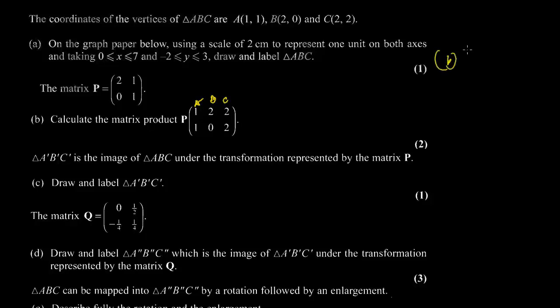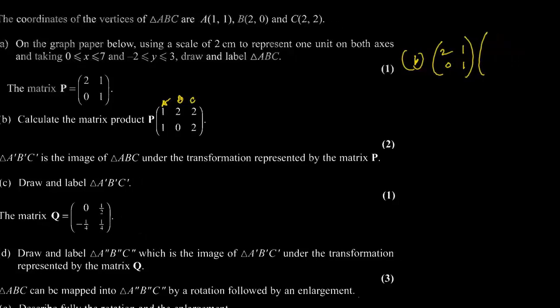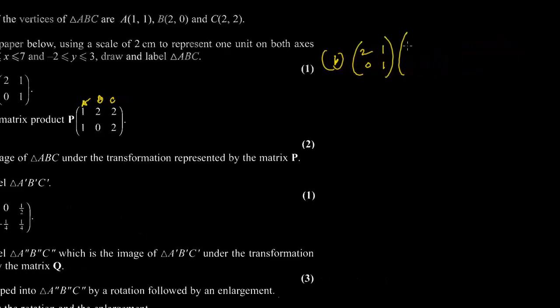Question number B: P is the matrix 2 1 0 1, and the matrix that we have to multiply this with is 1 2 2 1 0 2. So the answer would be, let me do this very quickly. The row here would be multiplied with the column here. So 2 1s are 2 plus 1 1s are 1. Then this row would be multiplied with this column. 2 2s are 4 plus 1 into 0 is 0.